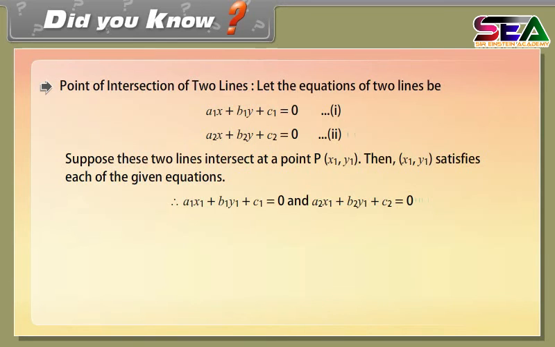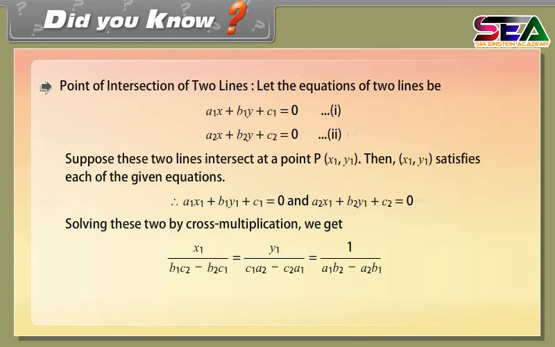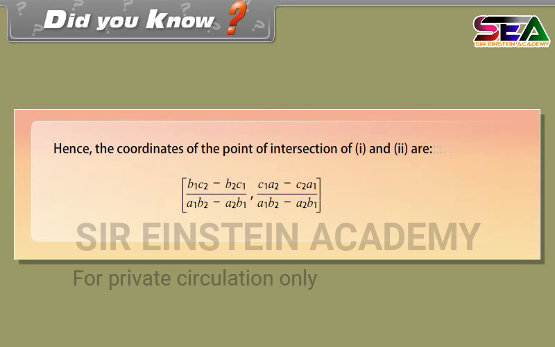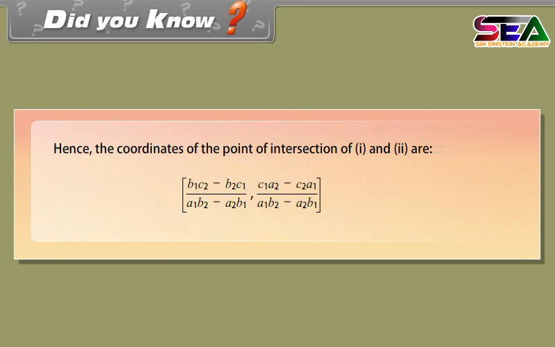Solving these two by cross multiplication, we get x1/(b1c2 - b2c1) = y1/(c1a2 - c2a1) = 1/(a1b2 - a2b1). It implies x1 = (b1c2 - b2c1)/(a1b2 - a2b1) and y1 = (c1a2 - c2a1)/(a1b2 - a2b1). Hence, the coordinates of the point of intersection of 1 and 2 are ((b1c2 - b2c1)/(a1b2 - a2b1), (c1a2 - c2a1)/(a1b2 - a2b1)).